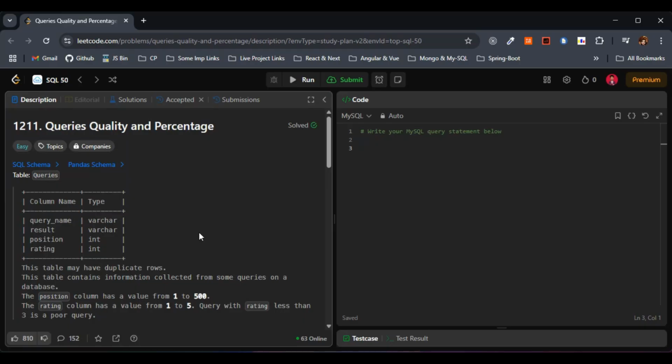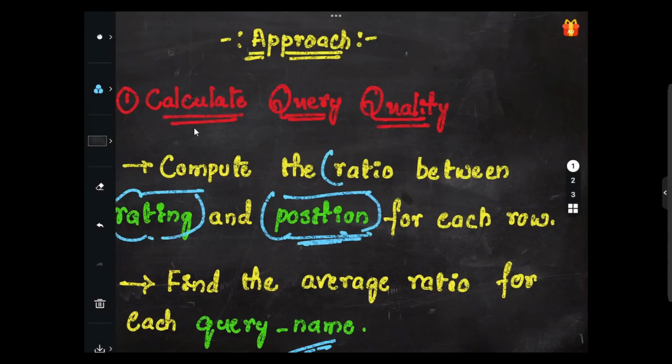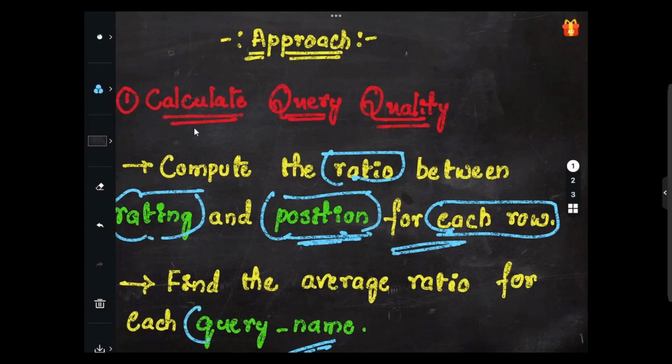First let's discuss the approach, then let's write the query. The first step is to calculate the query quality. We have to compute the ratio between the rating and position for each row. This is very important. Next, let's find the average ratio for each query name. That's what they explained in the question as well, and during the explanation we discussed the same thing.